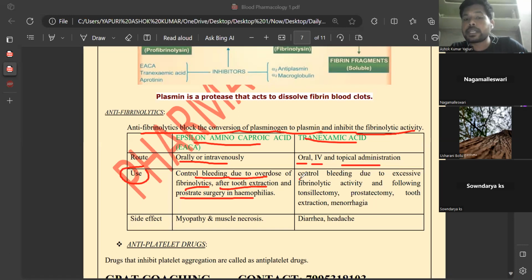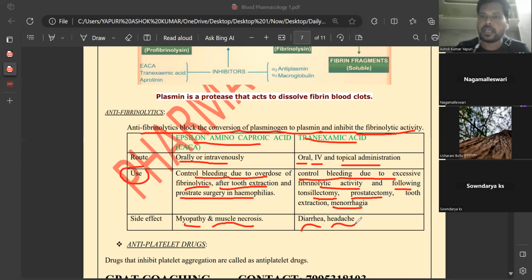And regarding tranexamic acid, it controls bleeding due to excess fibrinolytic action following tonsillectomy, removal of tonsils, prostatectomy, removal of the prostate gland, tooth extraction, as well as menorrhagia. So during these conditions, tranexamic acid is useful. Regarding epsilon aminocaproic acid, it may cause muscle pain. It may cause death of cells in the muscle. And regarding tranexamic acid, the side effects are diarrhea as well as headache.